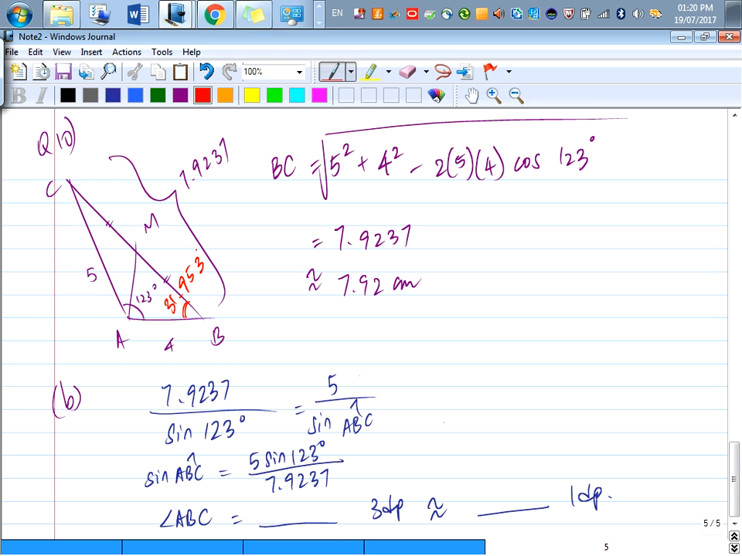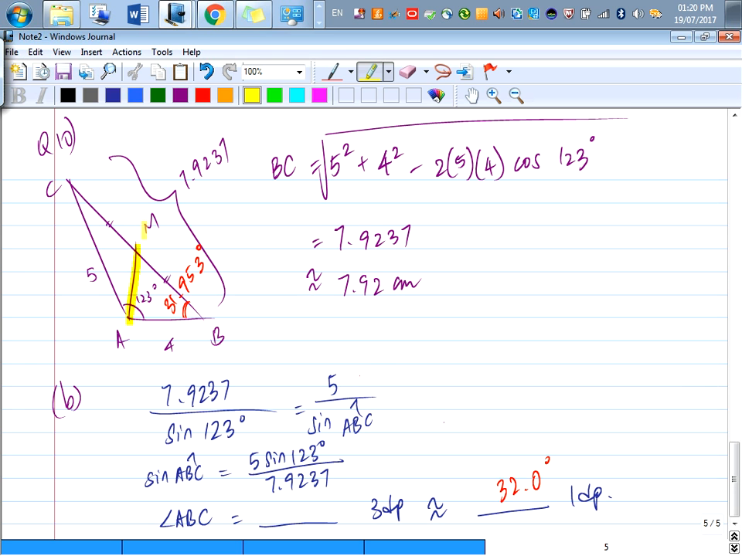Okay. Because in my diagram, I want to leave it as more SF or more dp, so I'll leave it as 3dp first. So your answer over here will be 32 degrees. 32.0 to be exact, because 1dp. Okay, next. I want to find the length of AM, AM over here.